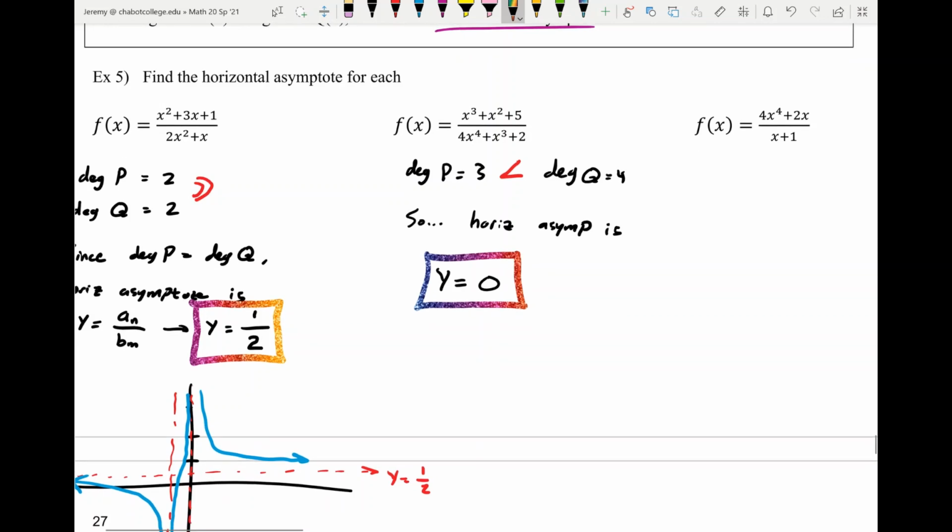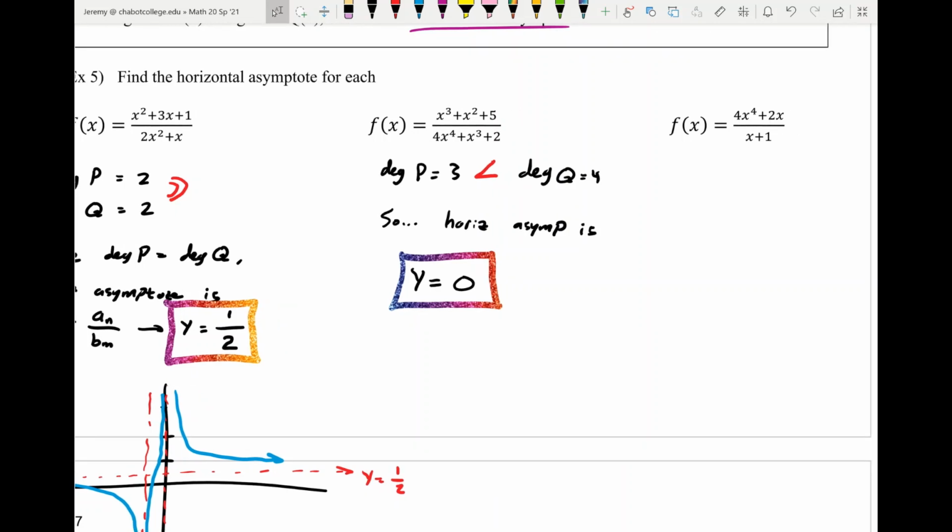Okay, so as x values go far out to the right and far out to the left, we're going to see the output values of the function just approaching the x-axis, kind of like those first couple examples we saw, or that first example we saw.